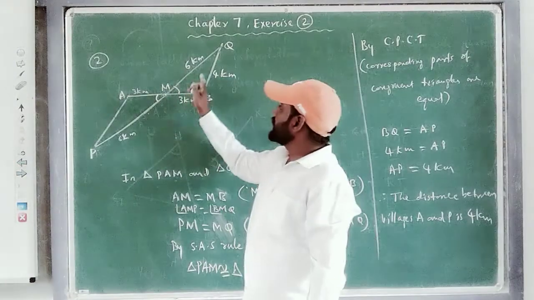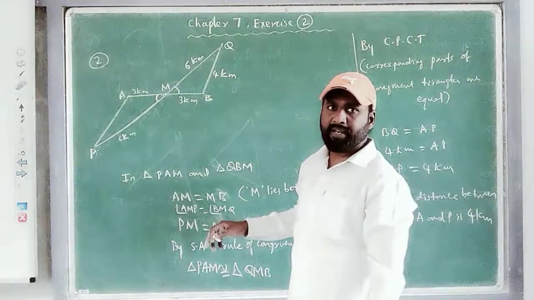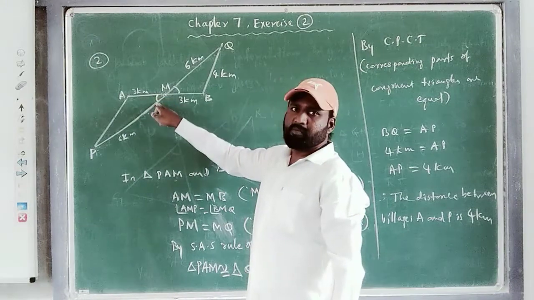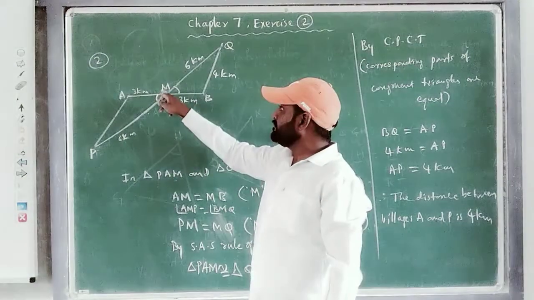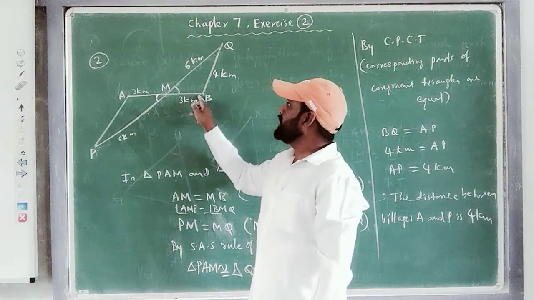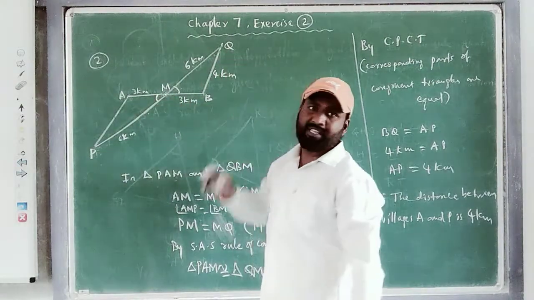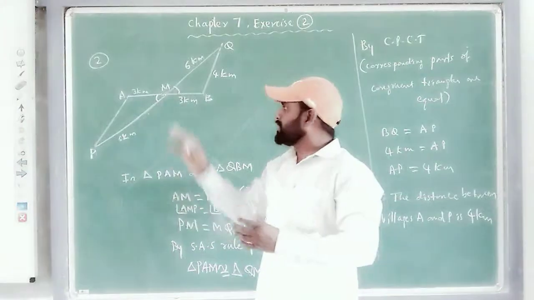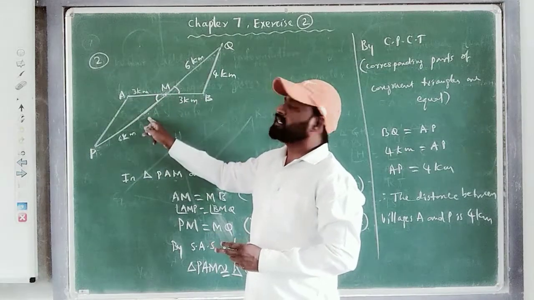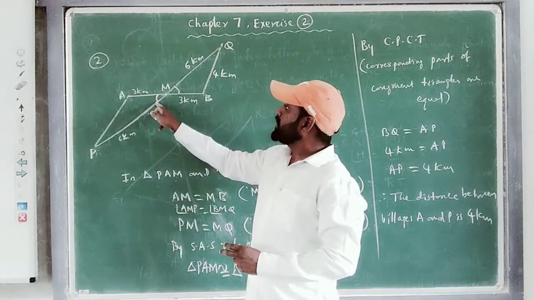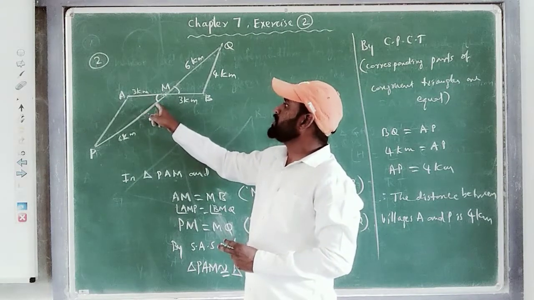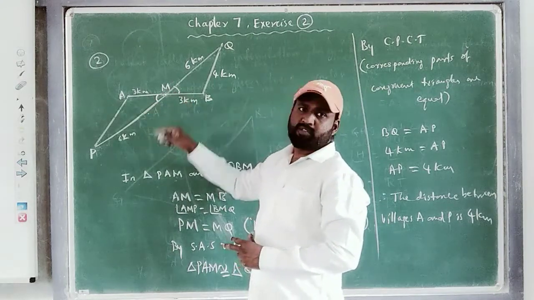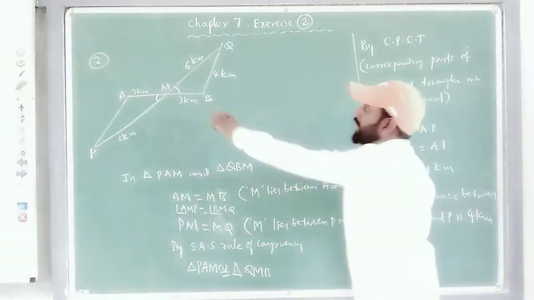Why? Because the corresponding parts are equal. Corresponding two sides and the angle included by them are also equal. So why are we saying they are equal? Because it is given in the question that village M is lying exactly in between AB and PQ. So in between means this side and this side will be equal, and this side and this side will be equal. Because of these two sides, one angle is formed, the angle included by the two sides. So by the SAS rule, the two triangles are congruent.